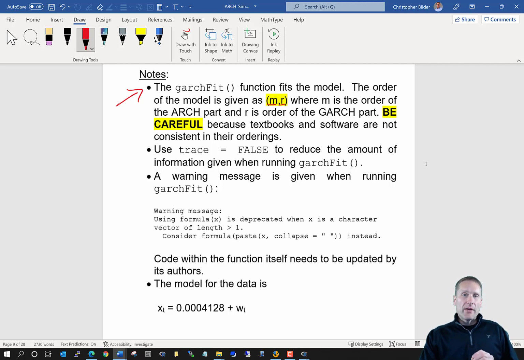This is not always consistent, the ordering that is. It's not always consistent in all R packages or even software outside of R. So you've got to be very careful. You need to know the ordering of M and R whenever you're working with these kinds of models. We talked about trace equal false.